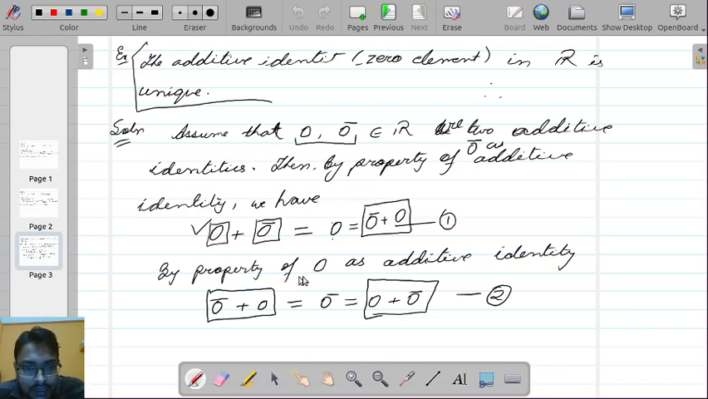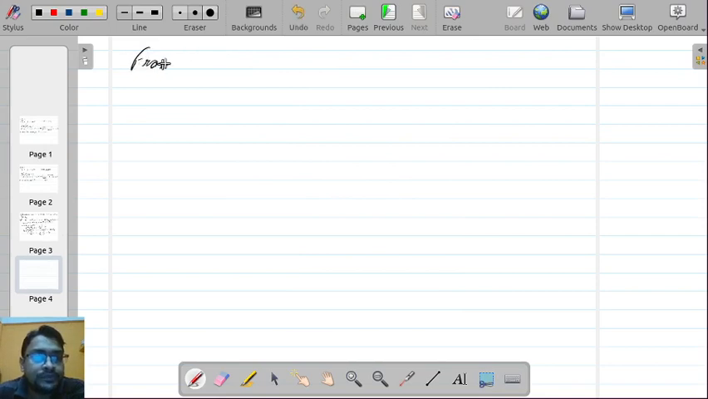Next I use the fact that you have also come up with 0 as an additive identity. I'll use that property, and in that case I'll use 0 bar as any element of R. So 0 bar plus 0 will be equal to 0 bar, equal to 0 plus 0 bar. Then we can just compare. Here you have 0 plus 0 bar, and on this side you have 0 plus 0 bar. So from 1 and 2, 0 and 0 bar are the same thing. We see that 0 equals 0 bar.